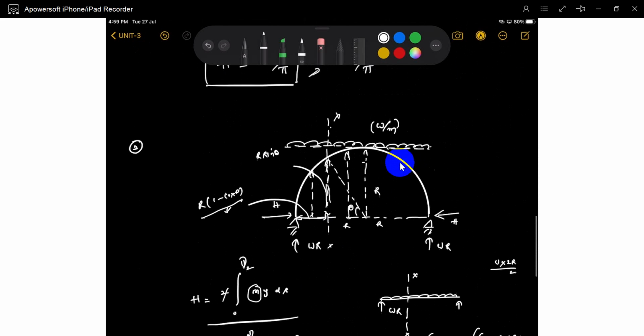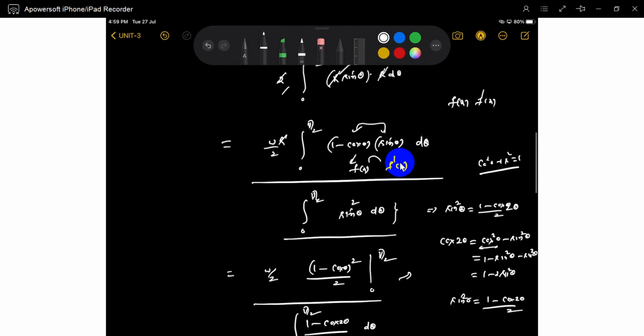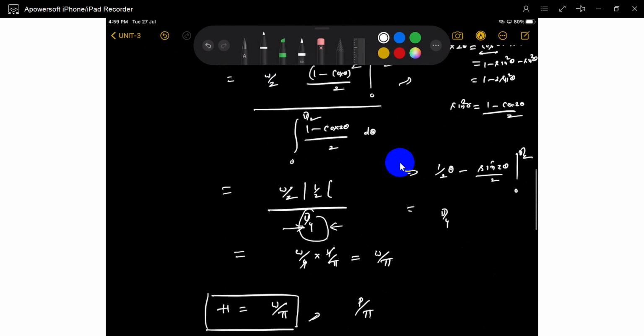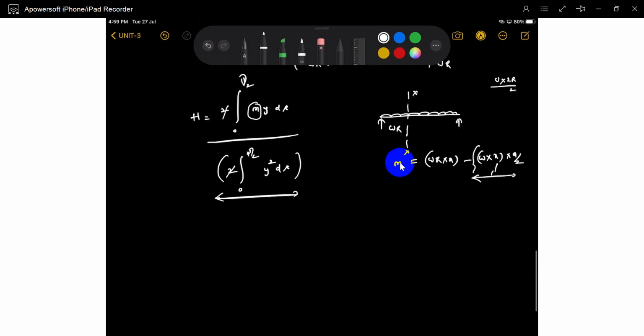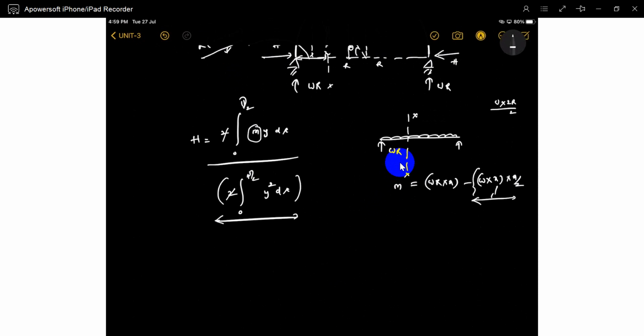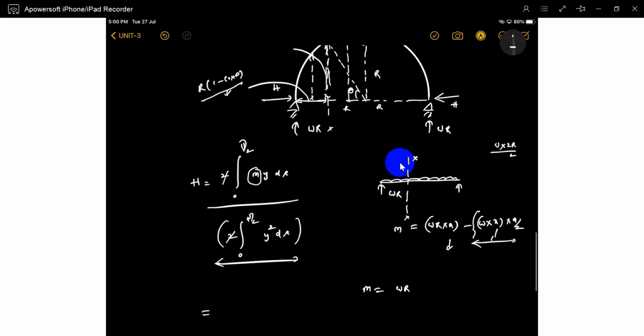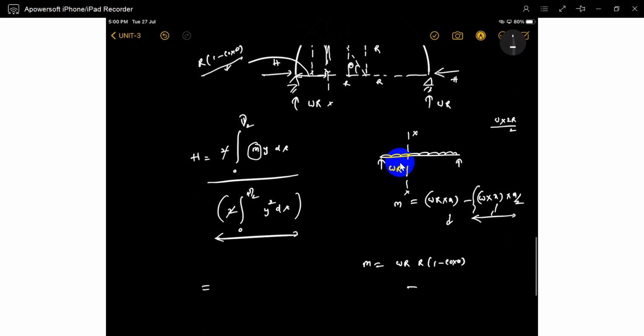So this value, 0 to pi by 2 y square. Y square means r square sin square theta, r d theta, r cube sin square theta. Okay, the same value. So no need to calculate it again, but we will see the top. So how can you write? First I will write M individually. So M is WR. What is x? See, r into 1 minus cos theta, minus W r 1 minus cos theta and again x.